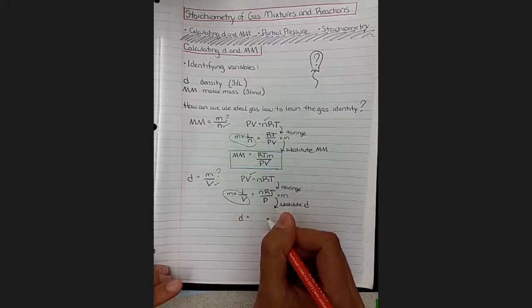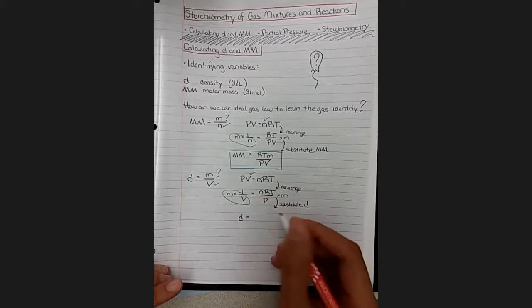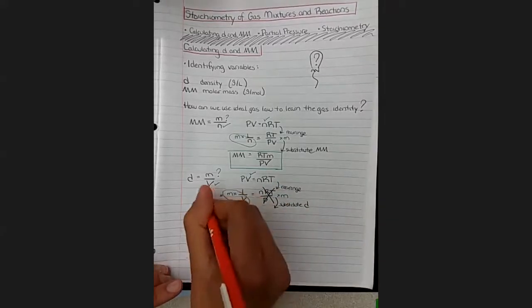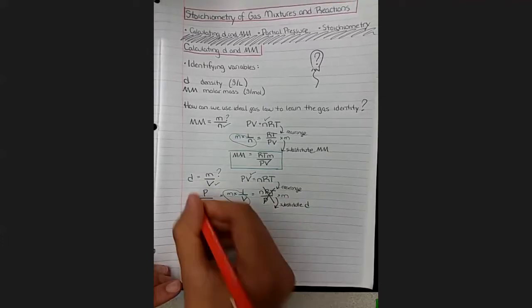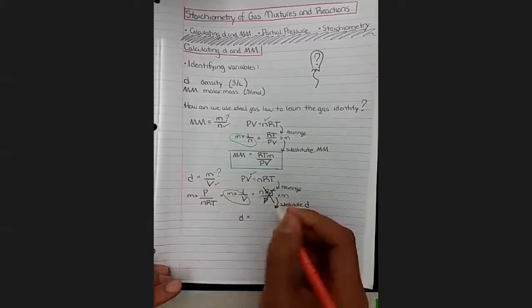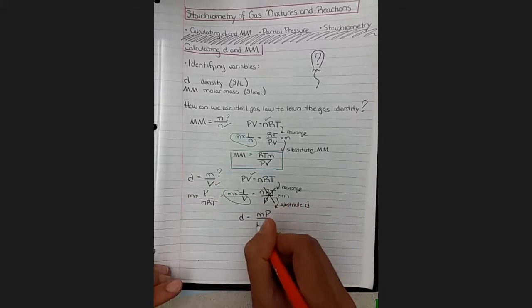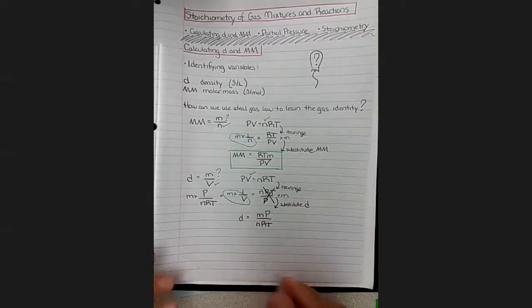Oof, guys, this is upside down. Hang on. Let's make a change here. This needs to be 1 over V. So this fraction is upside down. So this needs to be P over nRT. And then we'll multiply that by mass. And now we should have density equals m times P over nRT. That was a close one.